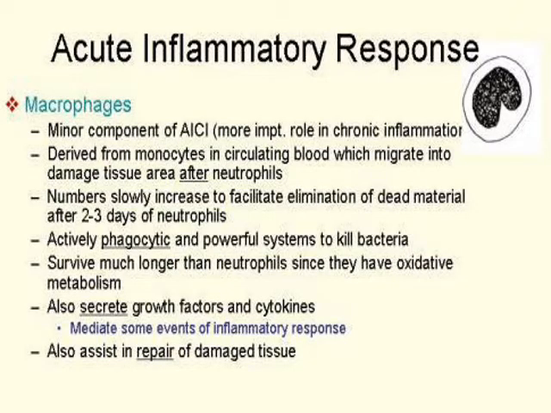The second type of cell is macrophages. It is a minor component of acute inflammation, while it has the most important role in chronic inflammation. Derived from monocytes in circulating blood, which migrate into the damaged tissue area after neutrophils. So at first it's neutrophils, followed by macrophages.